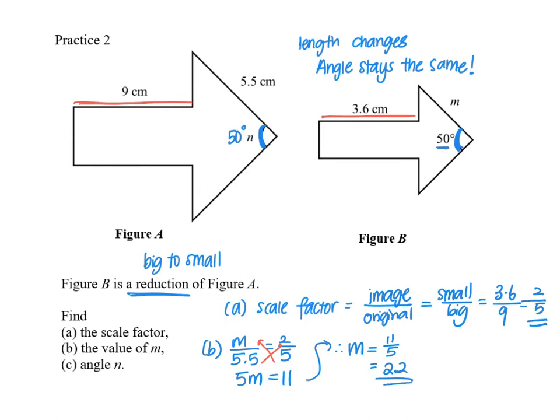(2.2) Find the angle n. So n, the angle stays the same, n equals 50. Have you gotten your answers?